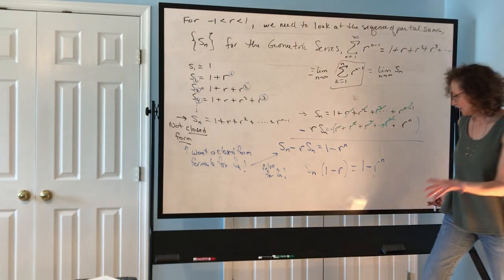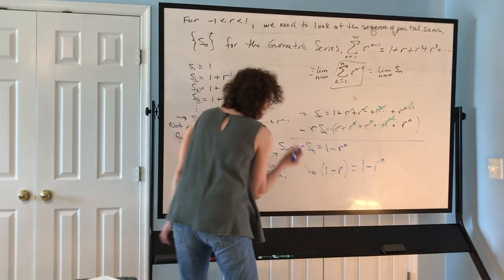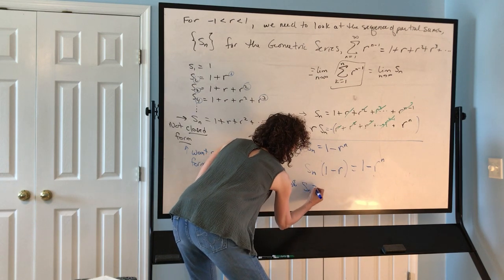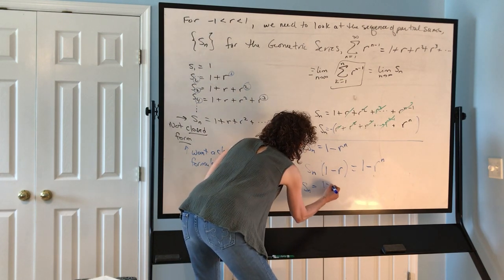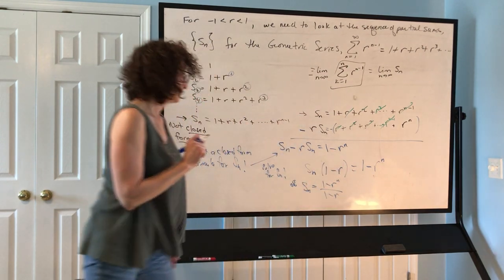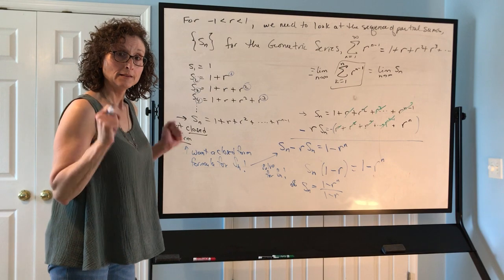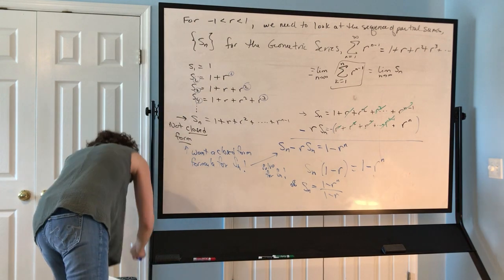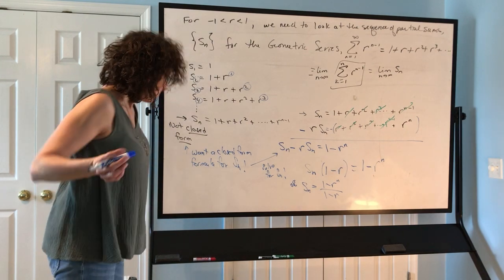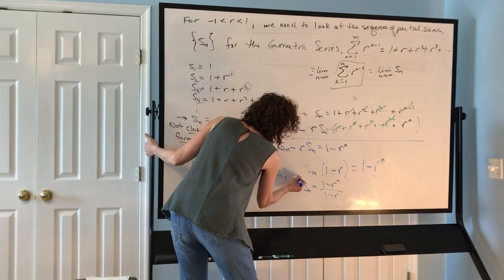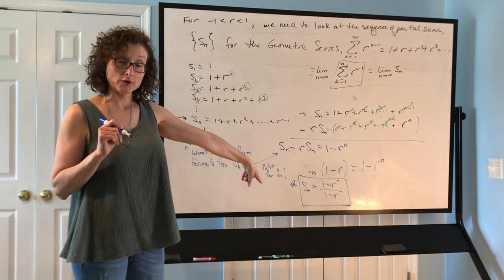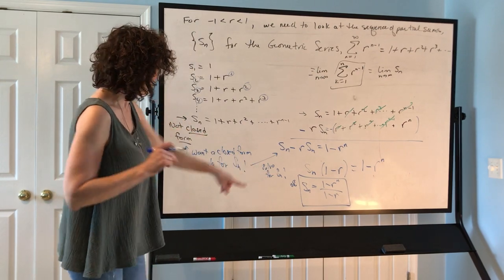And so what do I have left? Therefore, solving for Sn, Sn is, divide by 1 minus r, 1 minus r to the n over 1 minus r. You guys all good with that? Does that make sense? Awesome. This is a pretty awesome formula, actually, because what does that tell you how to do?